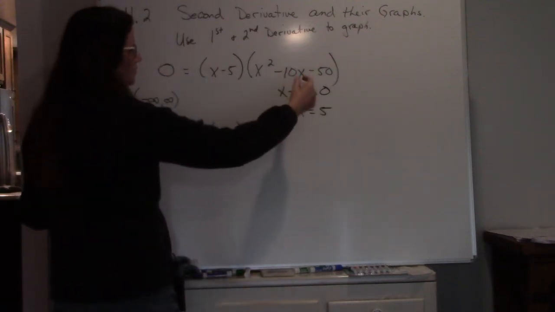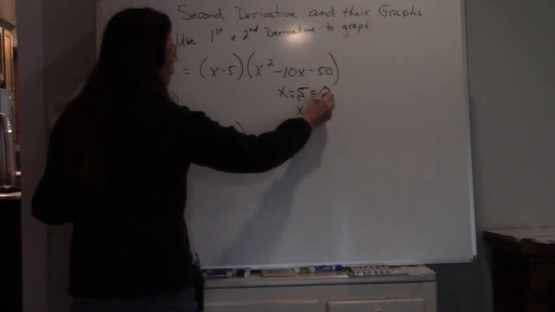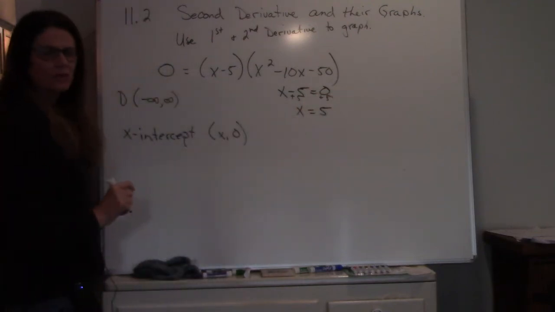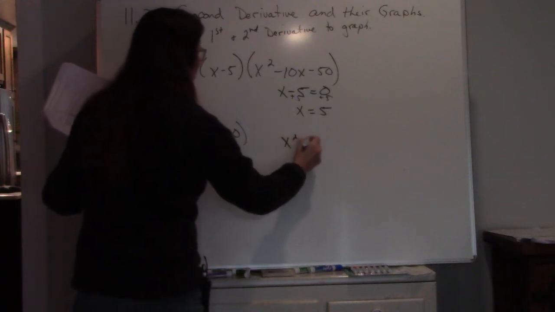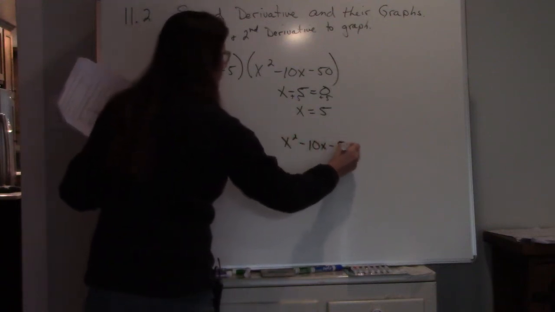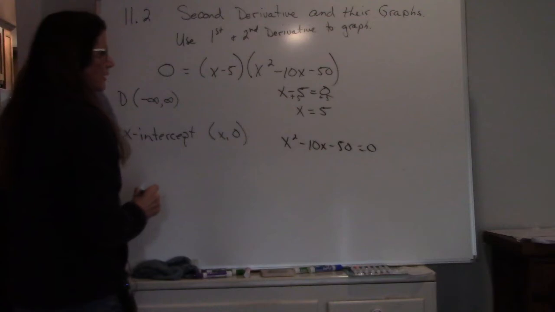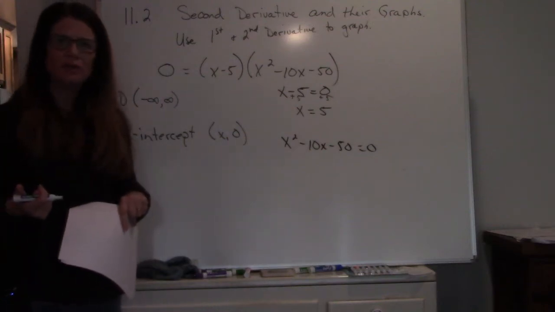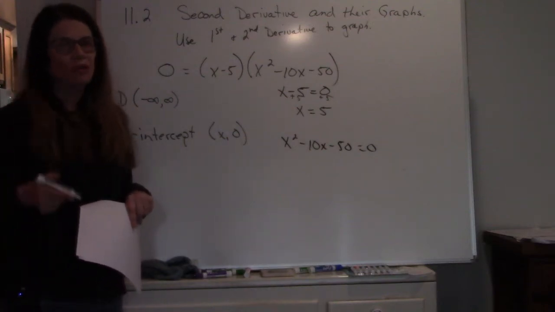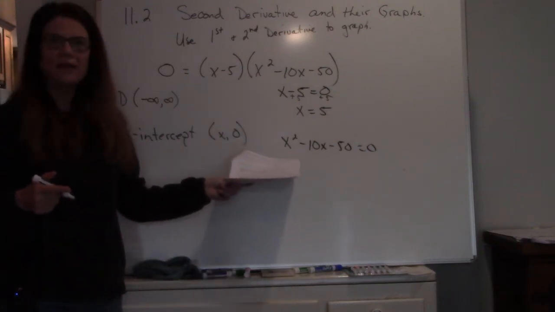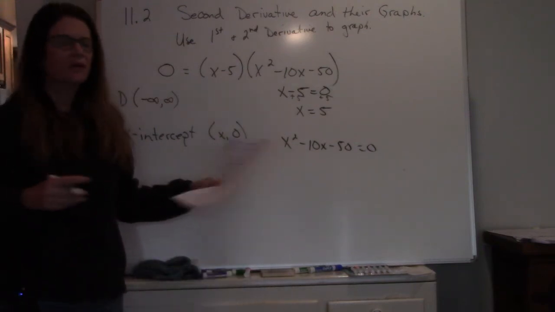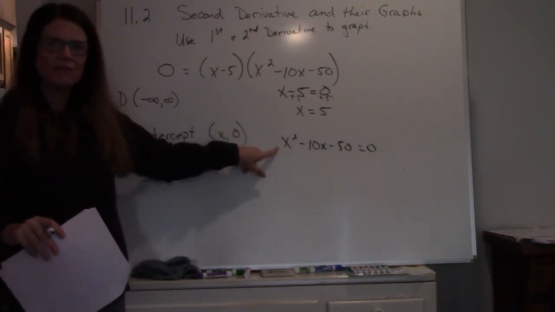So again, x minus 5 equals 0. I'm going to add 5 to both sides, so I get x equals 5. That's one of your answers. The other answer is x squared minus 10x minus 50 equals 0. So now you can factor, or remember, if you don't like factoring, or if factoring is not easy for you, you can go right to the quadratic formula. Well, in this case, you can't factor it.